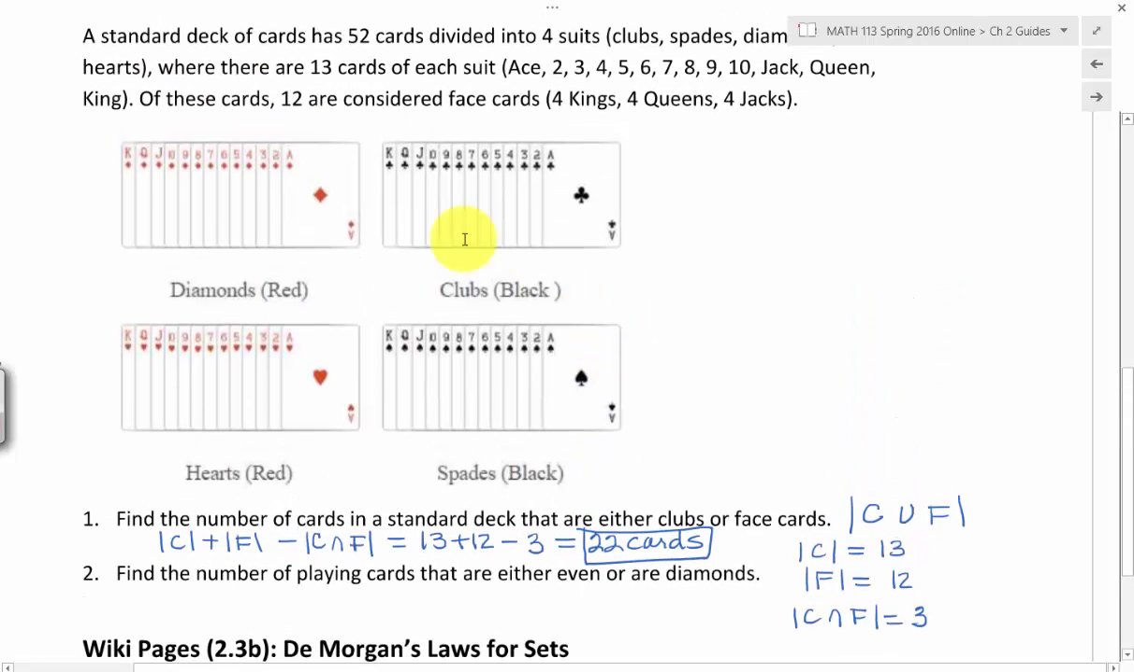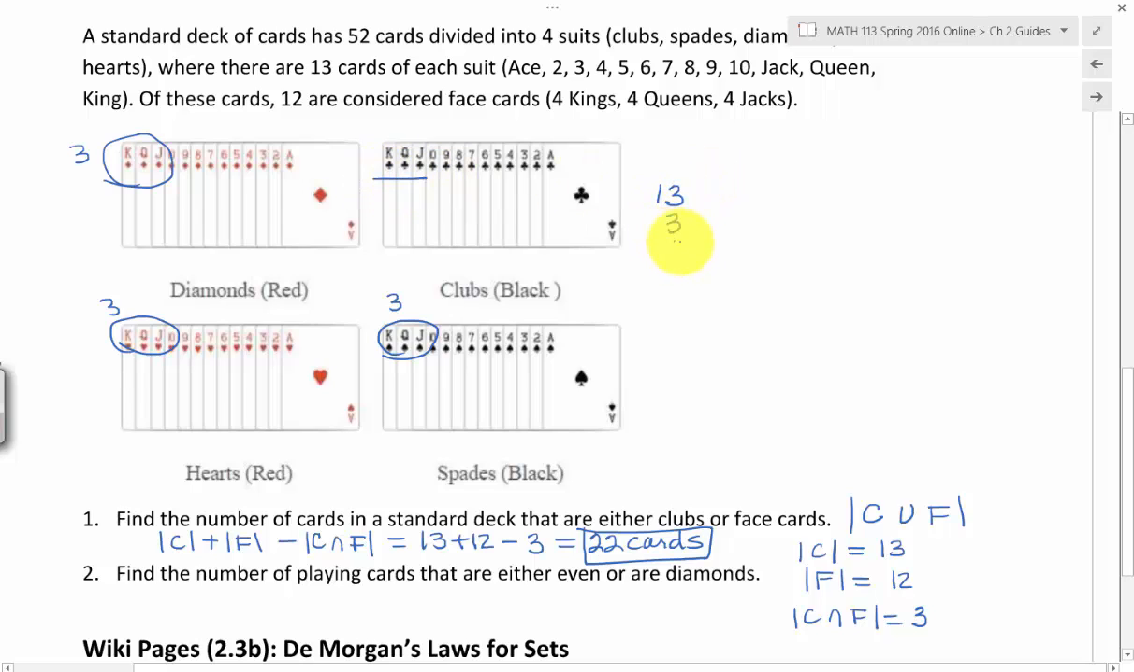And if I come back up here and just look at the clubs, I can see that I have 13 clubs. So I can just write it up here, 13 clubs. And then in terms of face cards, I have 3 here, and I have 3 here, and I have 3 here. So if I want to sit and count for each suit how many face cards, I know I'm already counting these 3 as part of my 13, so I don't want to double count them.